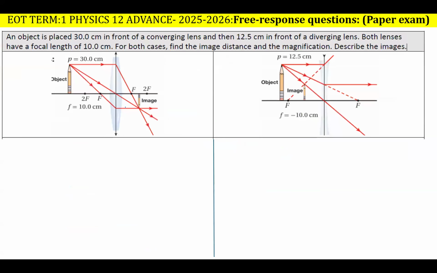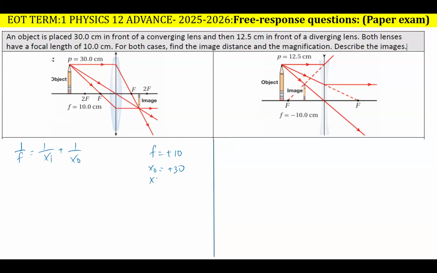So let's do a question. An object is placed 30 centimeter in front of a converging lens and then 12.5 centimeter in front of a diverging lens. Both the lenses have a focal length of 10 centimeter. For both cases, find the image distance and the magnification. First of all, we have the equation 1 by f is equal to 1 by xi plus 1 by xo. This is a converging lens, so the focal length will be positive. So f is equal to plus 10 and xo is equal to plus 30.